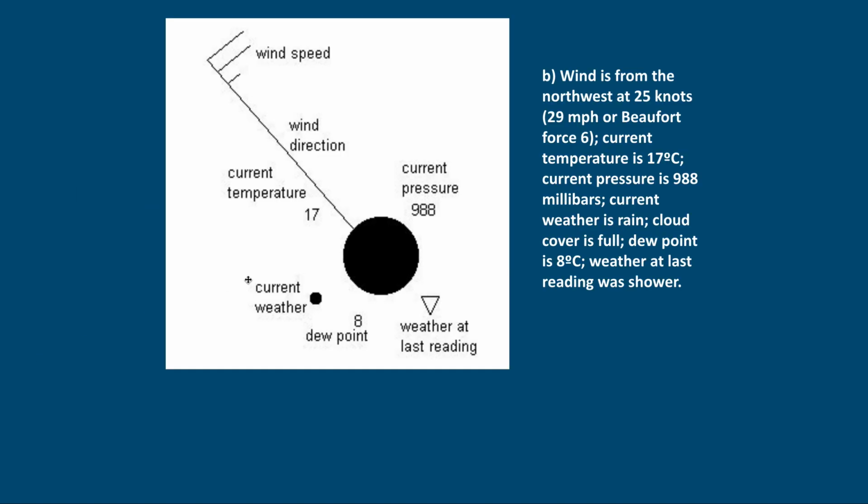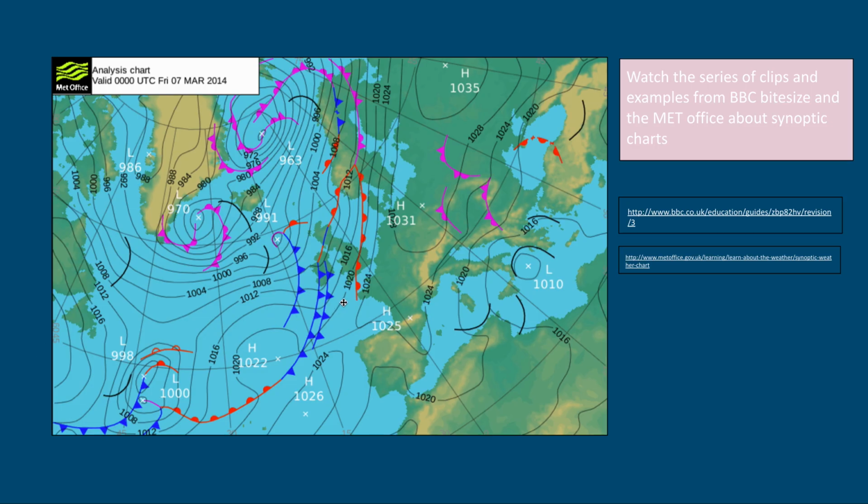So hopefully this is what you interpreted from the synoptic symbol, and you can check whether you got the answer right, and hopefully you have. You can go on the college portal and use these links to look at a different Met Office link and a BBC Bitesize link that show you more about synoptic charts.